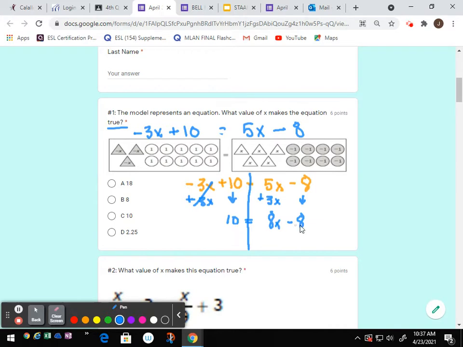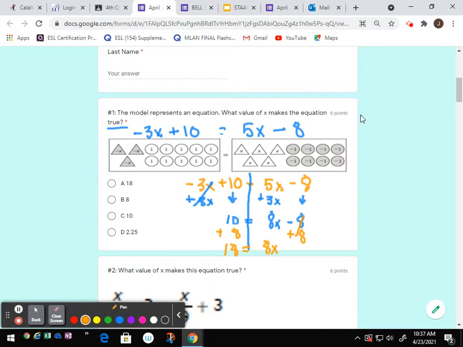All right. Now let's get 8x all by itself. So now we're going to do the opposite of subtracting 8. We're going to add 8. Okay. When we do negative 8 plus 8, we get 0. So those two cancel out. But what we do to one side of the equal sign, we have to do to the other. So plus 8. Now we have 18 is equal to 8x.